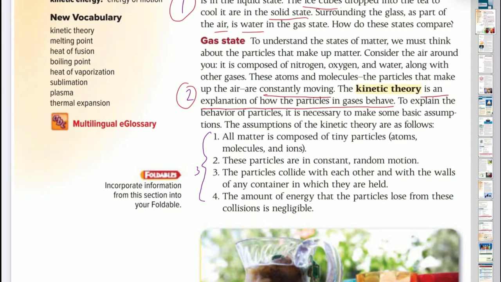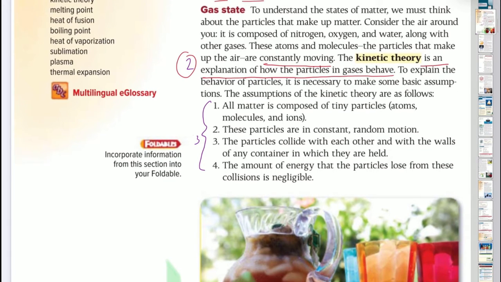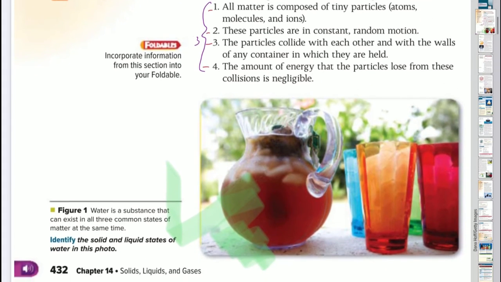To explain the behavior of particles, it is necessary to make some basic assumptions. The assumptions of the kinetic theory are as follows. Number 1, all matter is composed of tiny particles: atoms, molecules, and ions. Number 2, these particles are in constant random motion. Number 3, the particles collide with each other and with the walls of any container in which they are held. And number 4, the amount of energy that the particles lose from these collisions is negligible. So we don't really worry too much about the energy lost.